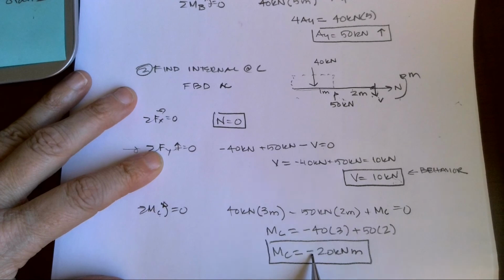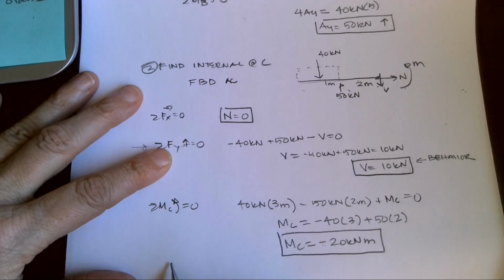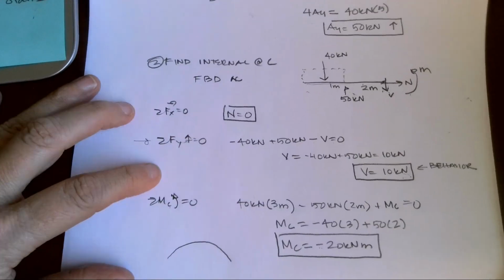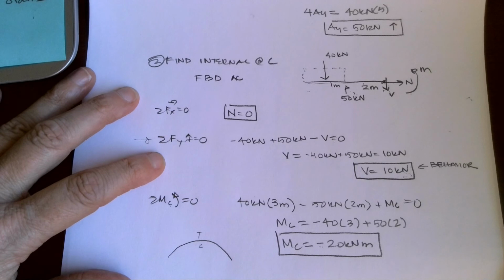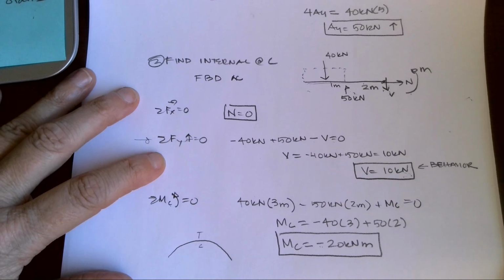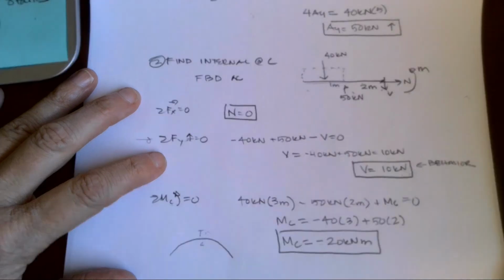A negative moment means our deformation of the beam is going to look something like a rainbow, okay? We're going to have compression on the bottom of that beam, tension on the top. If you're designing with things like concrete, it's very important to know where your tension and your compression pieces of your beam are so that you know where to put in that reinforcing steel.